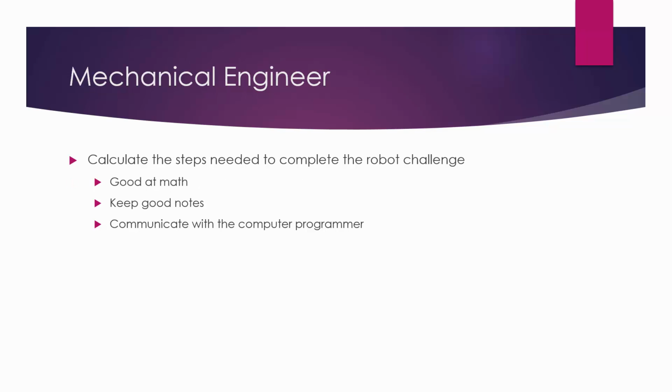The mechanical engineer will be calculating the steps needed to complete the robot challenge. Qualifications for a mechanical engineer is they must be good at math, they must be able to keep good notes, and they must be able to communicate with the computer programmer. So if you are going to bicker with the computer programmer and your personalities don't gel, then you need to figure out either how to deal with that or not work with each other directly. A mechanical engineer and computer engineer must be able to communicate efficiently and effectively. Okay? No arguing, no bickering, stay focused.